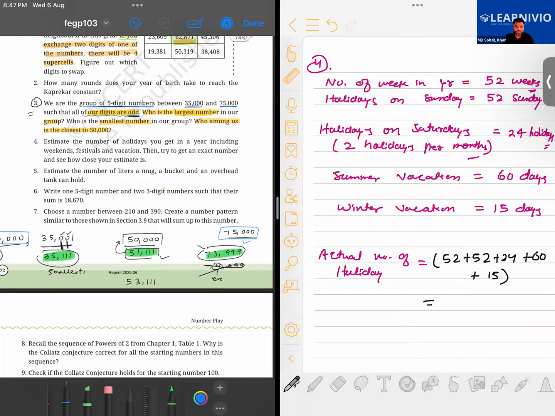Tell me, how much is it going to be? Why did you write 52 twice? Oh, sorry, yes, my bad. We have to take only this one. This 52, 24, 60, and 15. So we'll be taking 52 plus 24 plus 60 plus 15. Yeah, that's going to be how much? Tell me.